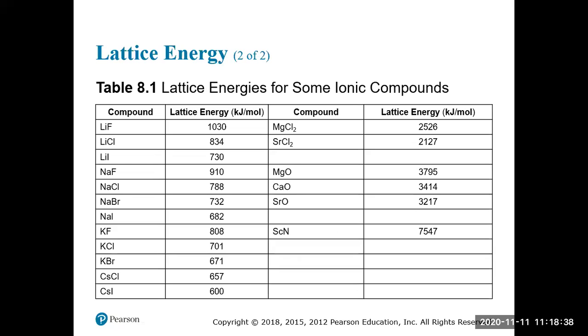Here are some examples of lattice energies for different compounds. The higher the number for the lattice energy, the more stable the compound, the harder it is to break it apart. So in other words, you'd have to put a lot more energy in for some of these, let's say magnesium chloride, than you would for cesium chloride.